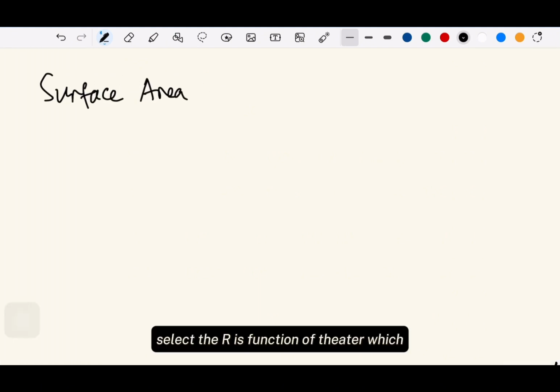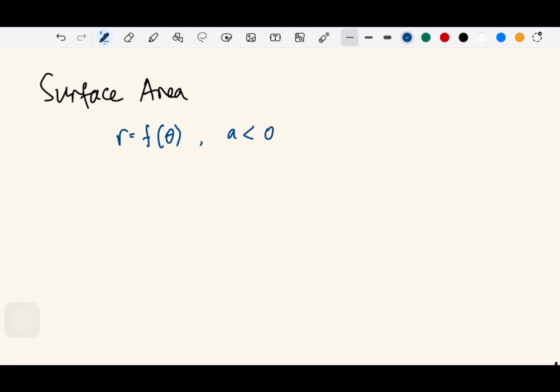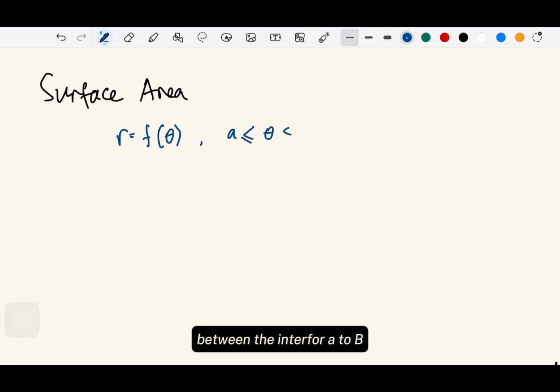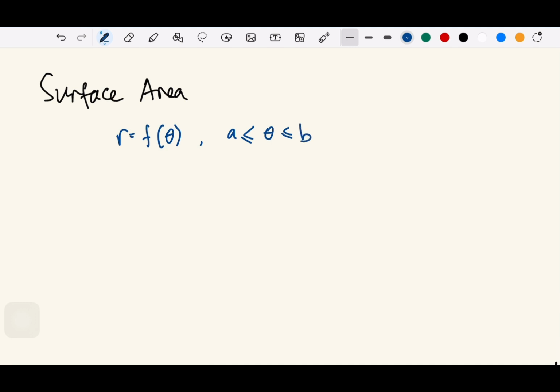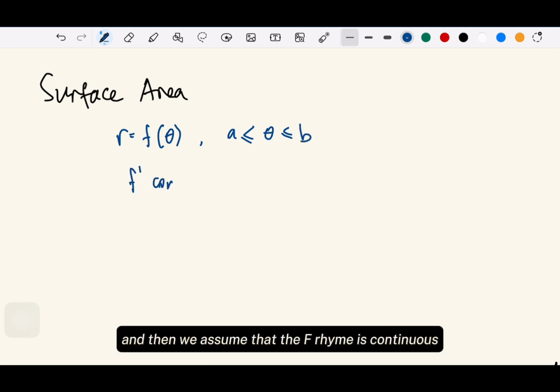Let r be a function of theta on the interval a to b, and then we assume that f prime is continuous.